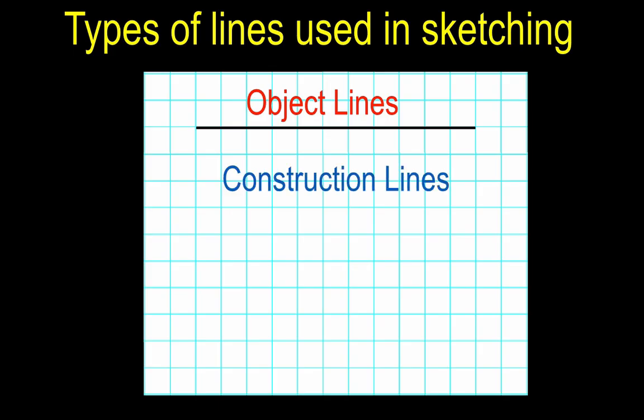The second one is construction lines. These are lines that you draw on there only to help you make your picture.